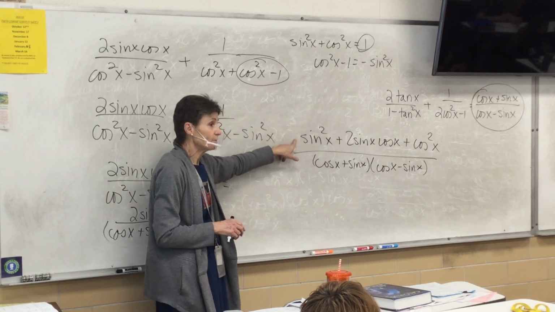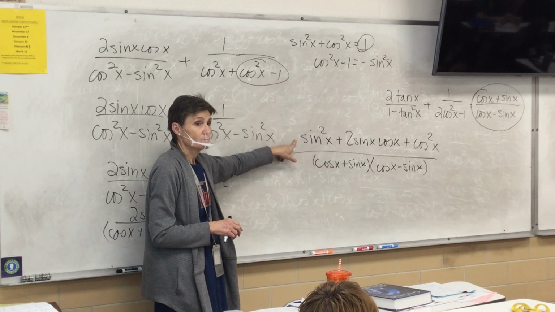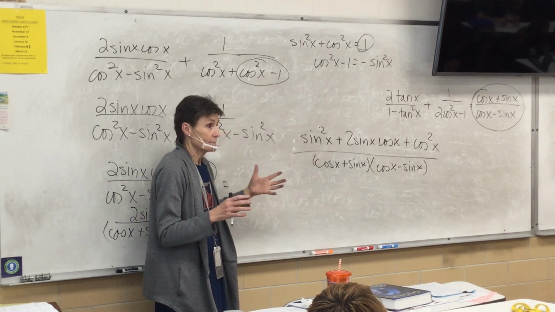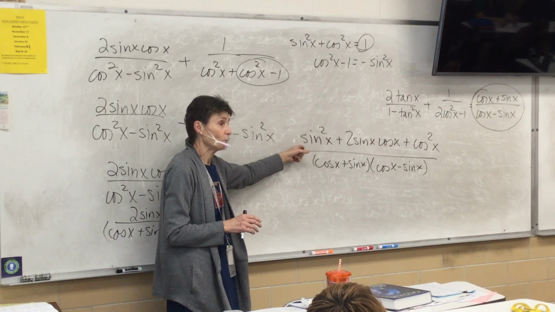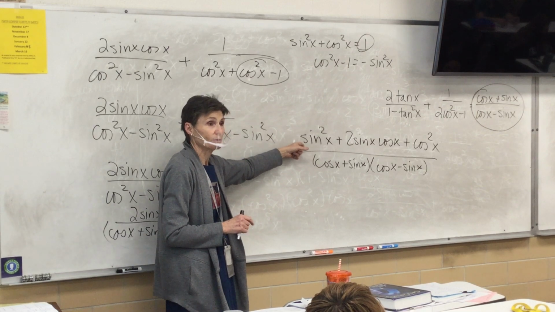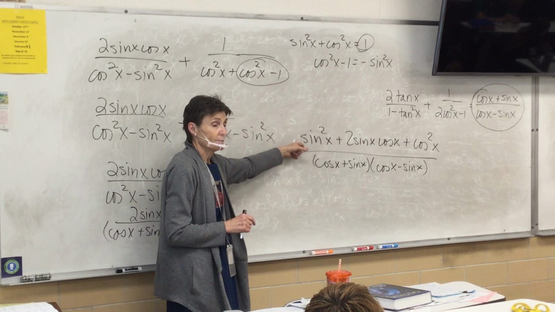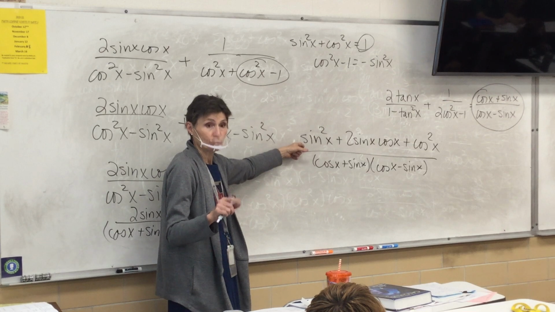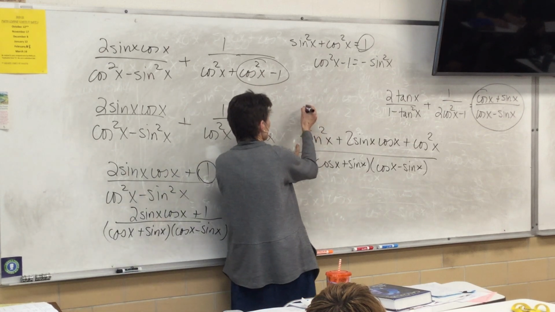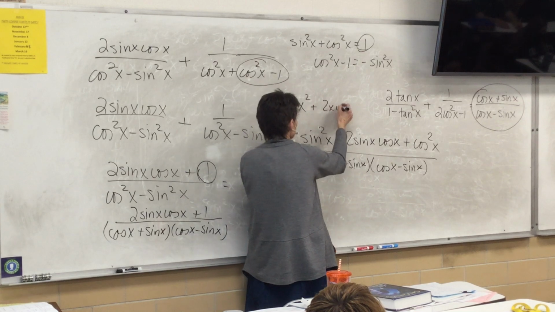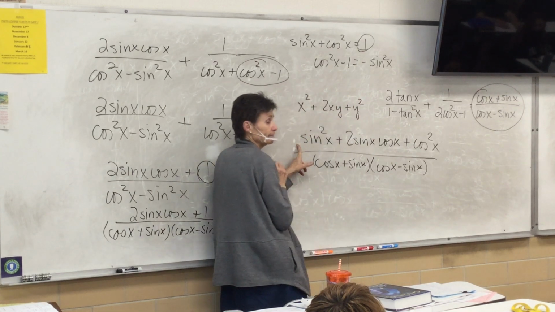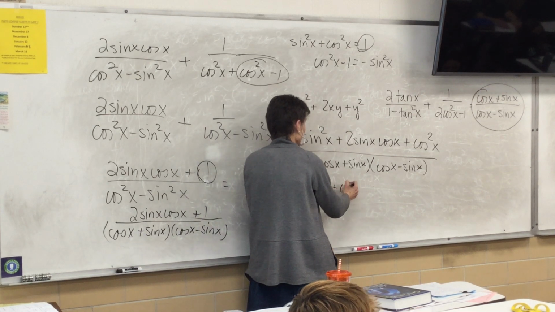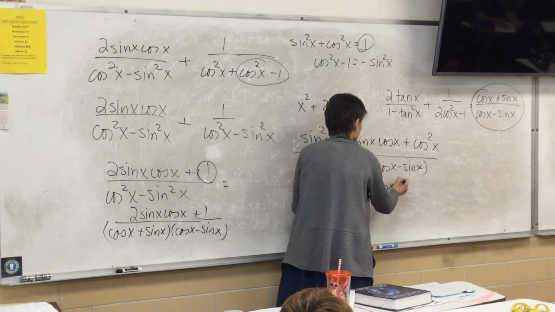But I changed it into this so that I had my sines and cosines up there. Now what do you notice about that numerator? It factors. It's a perfect square trinomial. How does this thing factor? Sine plus cosine, sine plus cosine. This is the same as x squared plus 2xy plus y squared. So it factors as sine plus cosine times sine plus cosine.